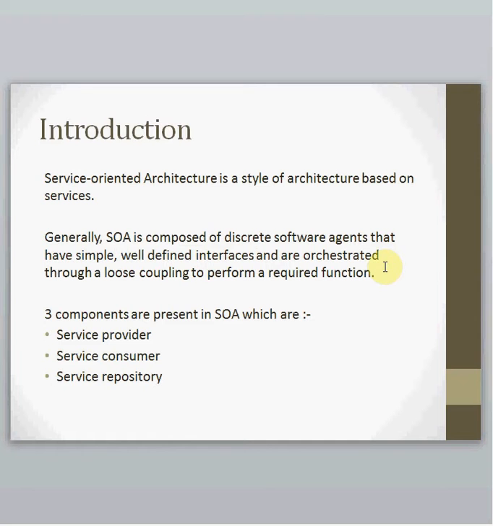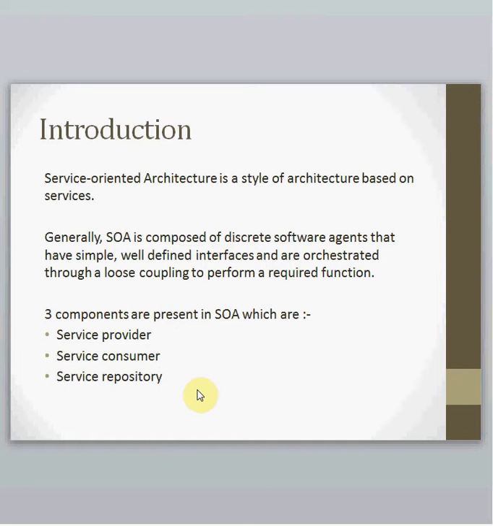Generally, SOA consists of three components, which are service provider, service consumer, and service repository. A service provider is a component or set of components that execute a business function in a stateless fashion, accepting predefined inputs and outputs. A service consumer is a set of components interested in using one or more of the services provided by service providers.